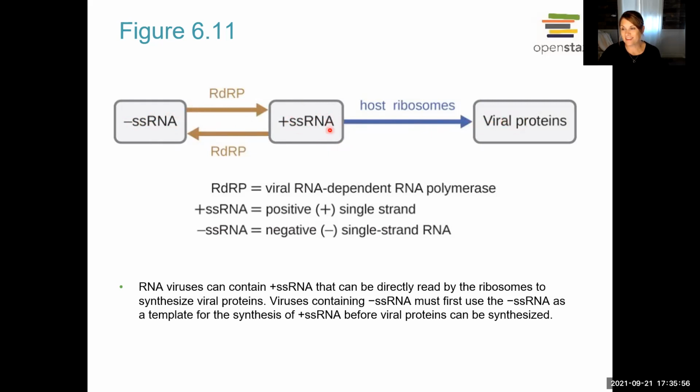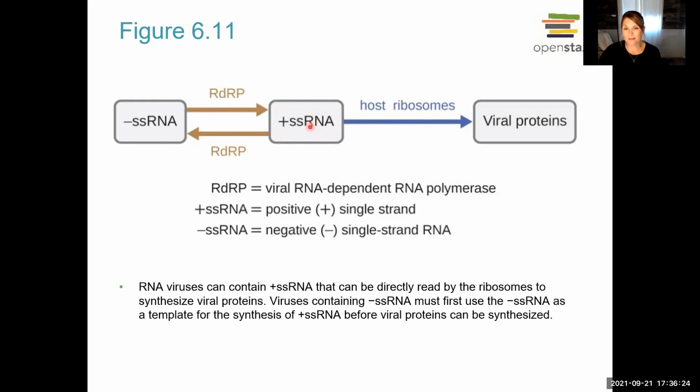You have to be this before you can be translated. This is key. You have to be plus or sense to be translated. You can't be antisense. It's the opposite. So you have to first go through transcription to become the sense strand, and then you can be translated. Now why is this arrow here? Because doesn't this guy have to make more of itself too? So think about what's happening in the cell.